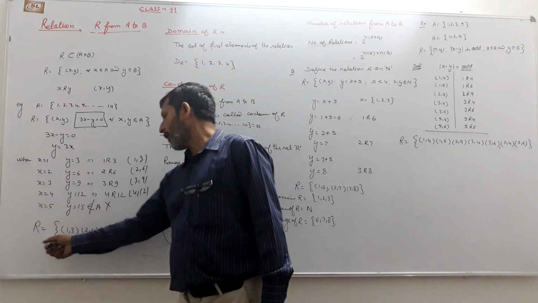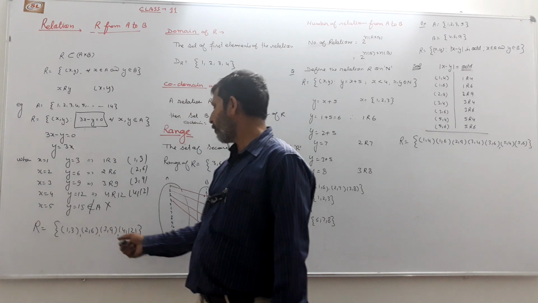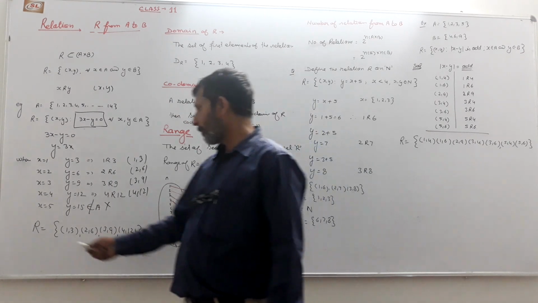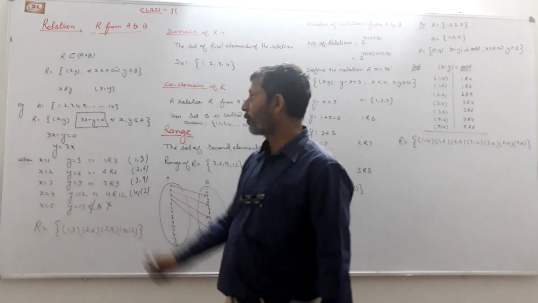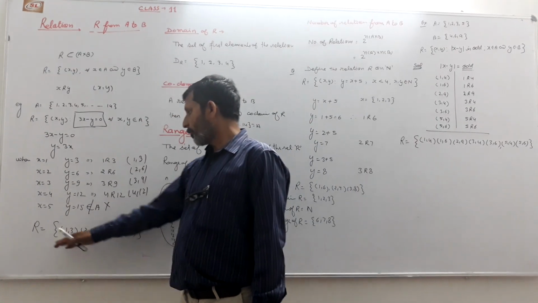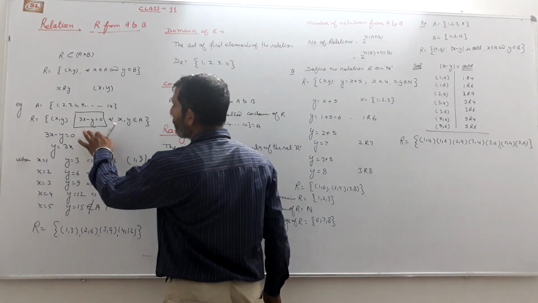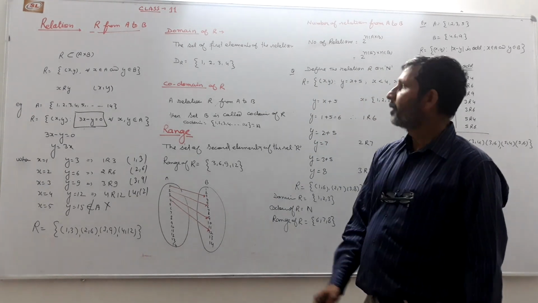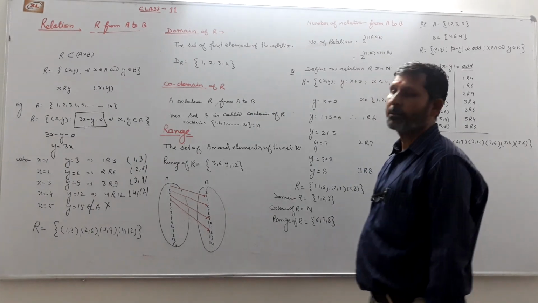Therefore the relation R is written as 1 comma 3, 2 comma 6, 3 comma 9 and 4 comma 12. Again we check, this R is a subset of A cross A. Yes. So this is the relation. This relation always depends upon the given conditions. Is it clear? And the second part of this, what is the domain?